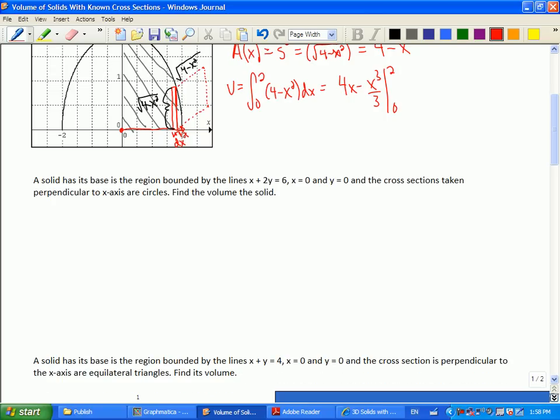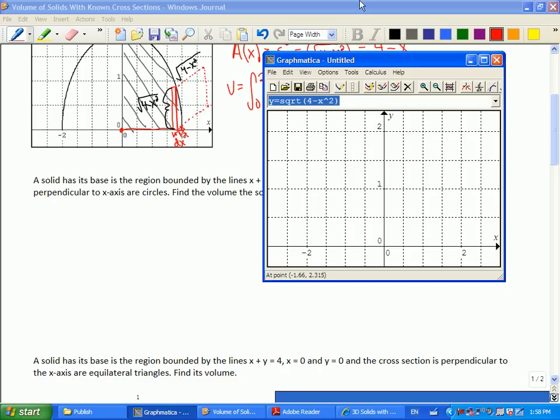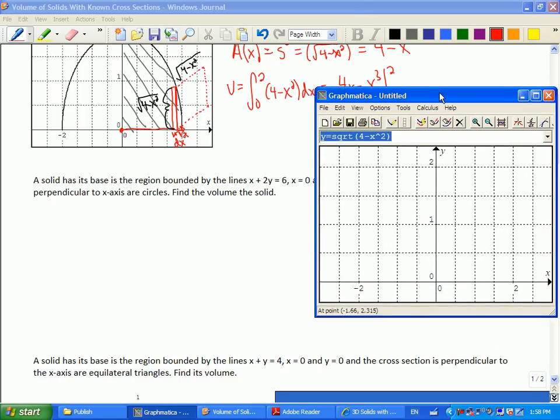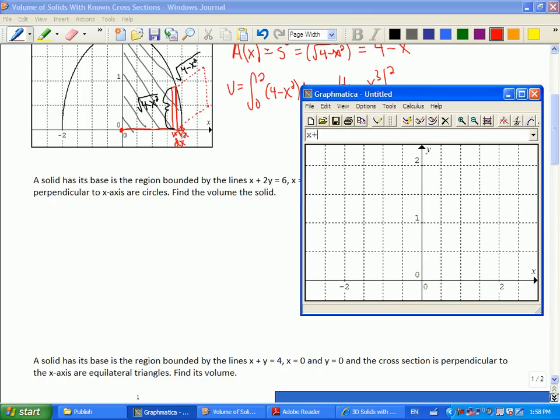Okay, so this time we've got a solid with a base bounded by that line. Well, there's 3 lines there. So I'll get you a picture here to work with. x plus 2y equals 6, x equals 0, and y equals 0.